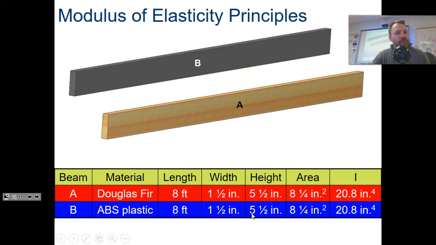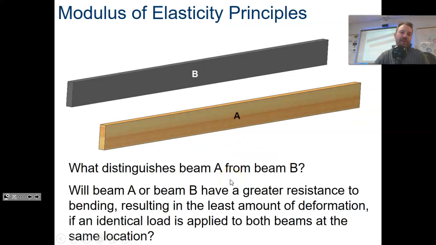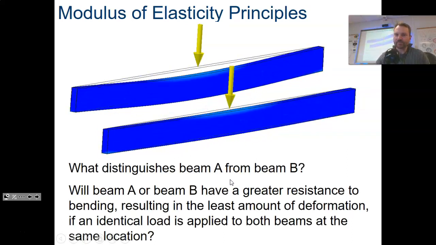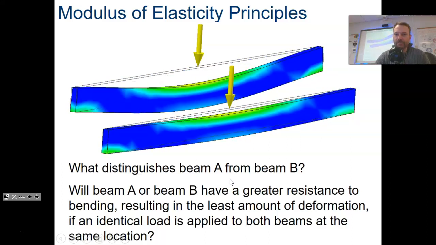But just know that the modulus of elasticity makes a difference. So for instance, here's an example where you've got two beams. They're both the same size, but one is made out of Douglas fir, a typical building material, and one is made out of ABS plastic. So you've got a plastic beam and a wooden beam. There's not much different about them as far as height, area, and moment of inertia, but what's different is that they have different moduli of elasticity: how much they bend underneath load.